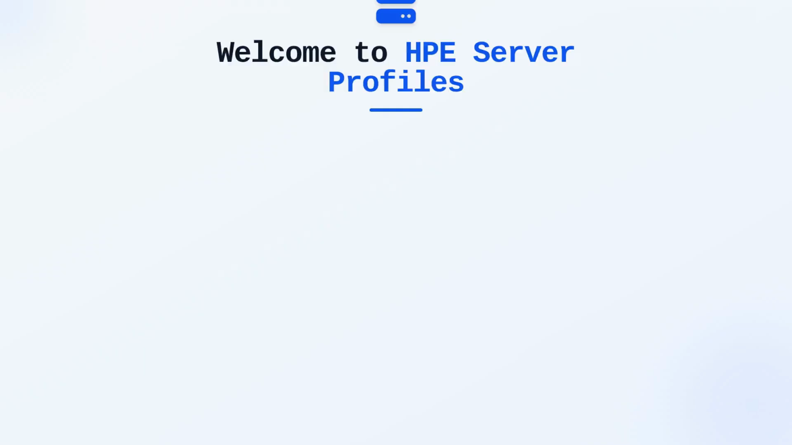Hello, and welcome. Today we are examining the mechanics of server profiles within the HP ecosystem. This chapter provides a concentrated look into managing infrastructure as code through abstraction.